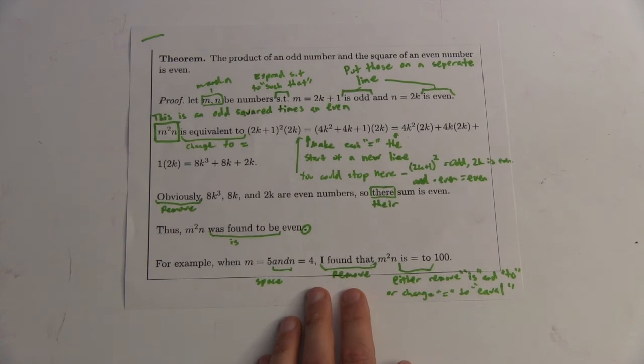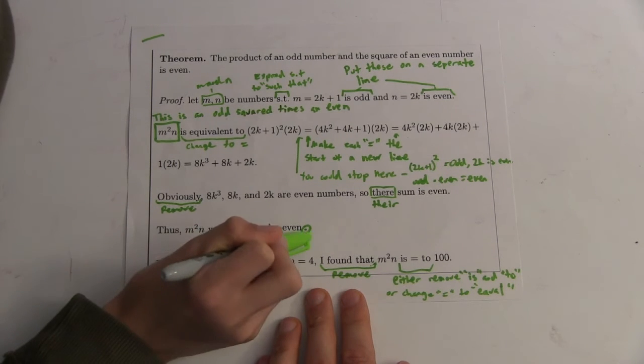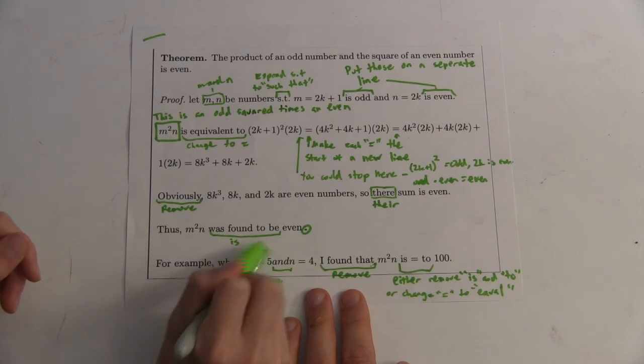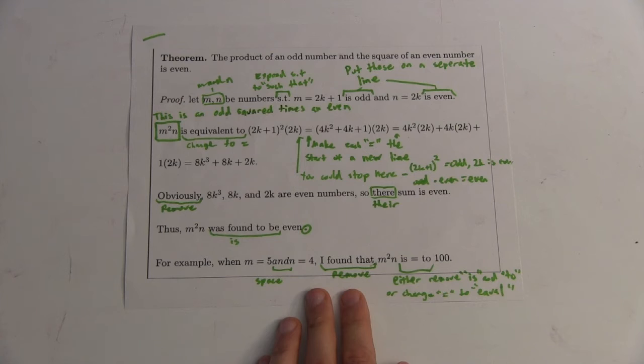So you get here, maybe removing the "obviously," because I just don't see that a lot in other proofs. Okay. And here it's just a spelling error. There is changed to there. Good catch. Yeah. And then adding a period here, and "thus m squared n is even" instead of "was found to be." Again, just making it less cluttered.